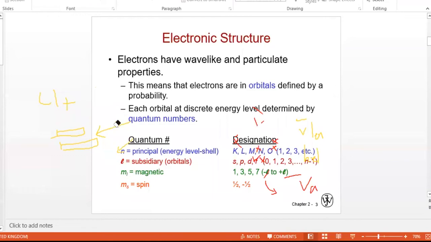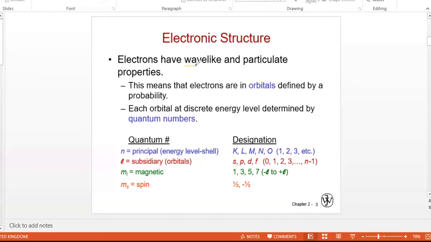So electronic structure, right? Electrons have wave-like and particulate-like properties. We know they have two types of nature. At a time they will exhibit wave property as well as particle property. Particle property means that it can be identified as a particle. At the same time, if it is a wave property, then in a proportion we can say it is in this cloud, but we can't say where exactly it is.